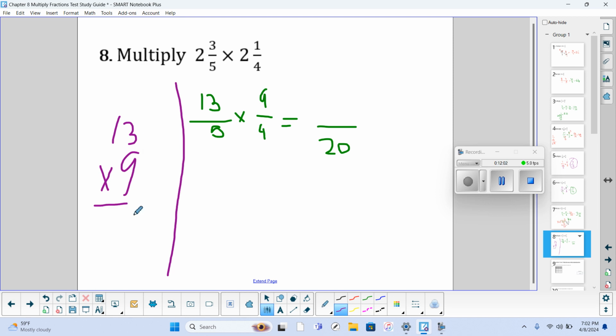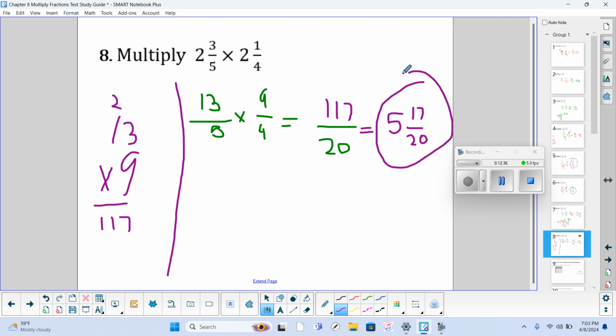9 times 3 is 27. Carry the 2. 9 times 1 is 9, plus 2 is 11. So this is 117 over 20. All right, well, let's count by 20s. 20, 40, 60, 80, 100. That's 5 groups of 20. 5 groups of 20 gets me to 100. My remainder is 17, so 5 and 17 over 20. That's the answer to number 8.